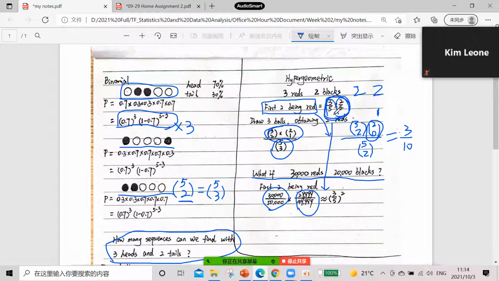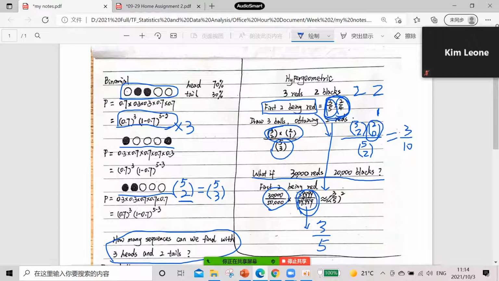But what you find here is that since my number is too large, you just divide by 1 from both denominator and numerator. This is essentially pretty close to 3 over 5. So when your number is large, you can use binomial distribution to estimate the hypergeometric distribution.